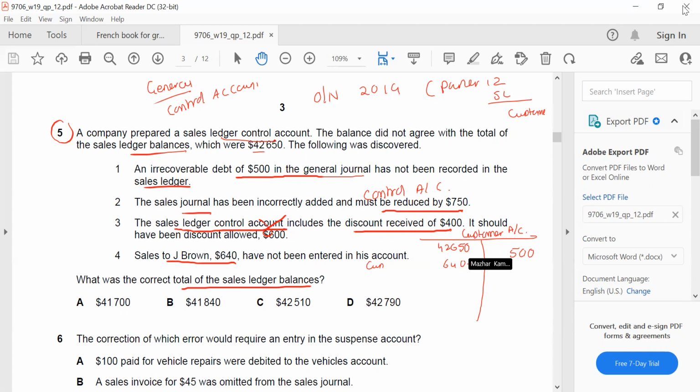Now find the correct amount. 42,650 plus 640 minus 500. So it is 42,790. Is this the correct answer? Yeah. Okay.